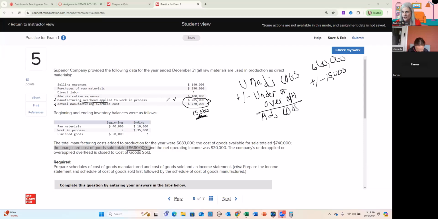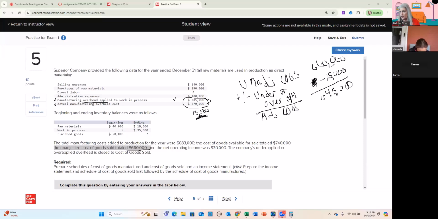Since the applied overhead is greater than the actual, that means we over applied the overhead and we overestimated the cost of goods sold. So that means that we're going to have to subtract 15,000 from the 660,000, and our adjusted cost of goods sold is going to be 645,000. You have to subtract.